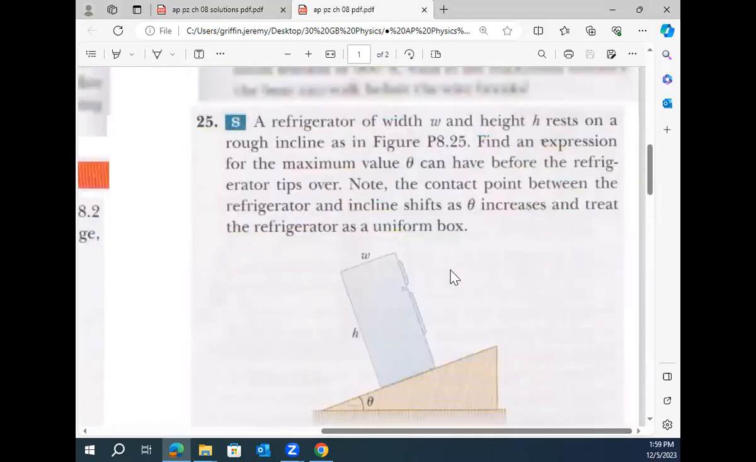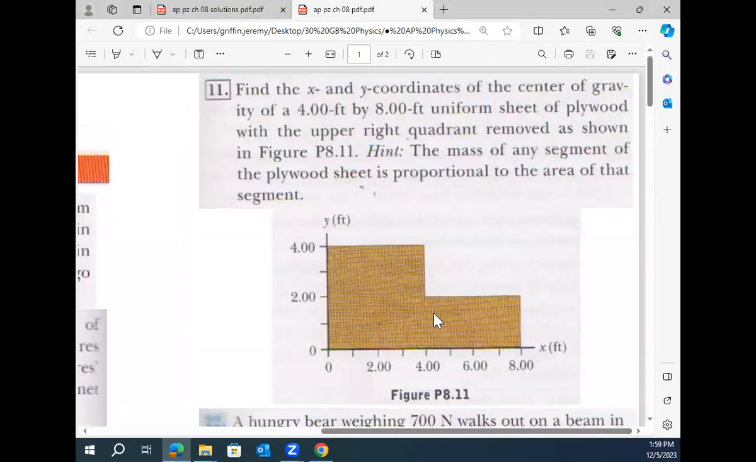I also did not circle this, but I want to hit it real fast. The center mass question right there, right? You guys did an empirical version of this, the foam board cutout. You found different ways to find the center mass. Now let's do the mathematical version.